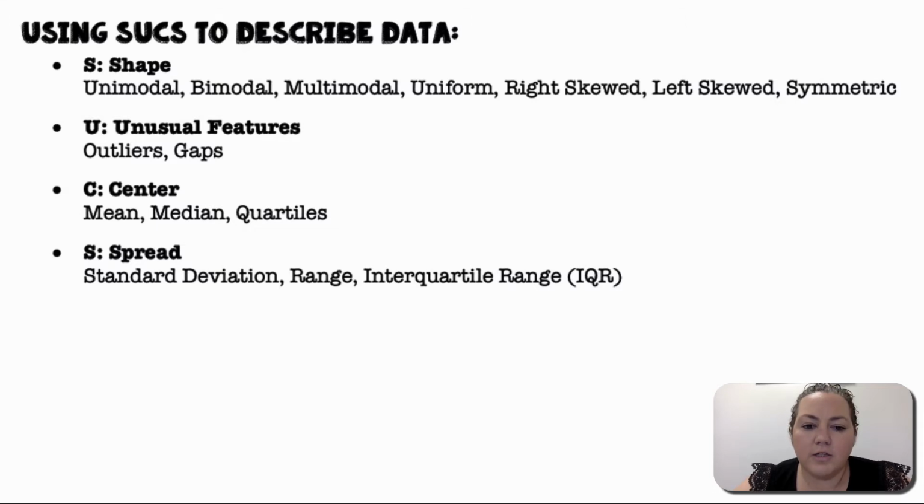All right, using SUCs to describe data. SUC stands for shape, unusual features, center, and spread. For the shape, we can describe it as unimodal, bimodal, multimodal, uniform, skewed right, skewed left, or symmetric. And sometimes it's more than one of those, like it can be symmetric and unimodal. Unusual features are outliers or gaps in your data set. For center, you're typically describing the mean or the median. Sometimes you may be using quartiles. And then the spread is the standard deviation, or the range, or the interquartile range.